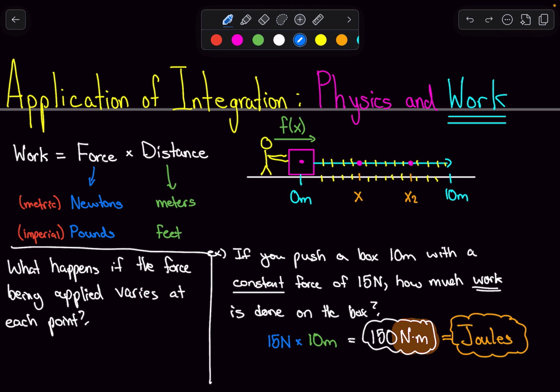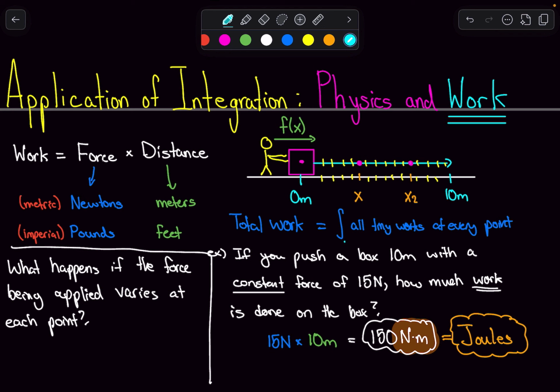So maybe I'll write down that total work means that we're going to add up all of the tiny works at every point. That's the idea. And for where we're going to do it, well, for this particular example, we're going to do it from 0 to 10. And so the idea here is now, okay, well, all I need to do is to come up with a formula for these tiny works.